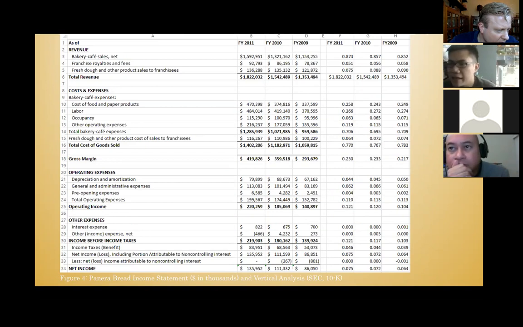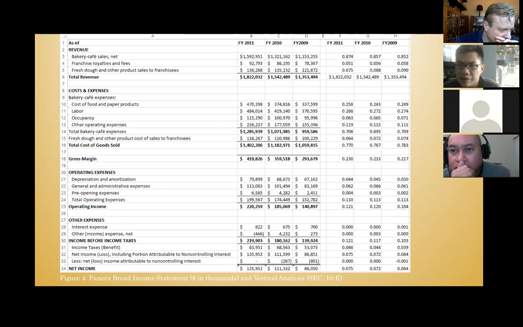So fiscal year 2011 to the left, that's the cash flows. Fiscal year 2011 to the right is where the vertical analysis is done. So looking at bakery cafe sales, we see that it's increasing in terms of cash flow over the years, but you can also see how that is contributing in terms of total revenue year over year as well.